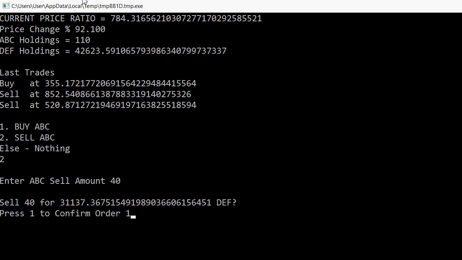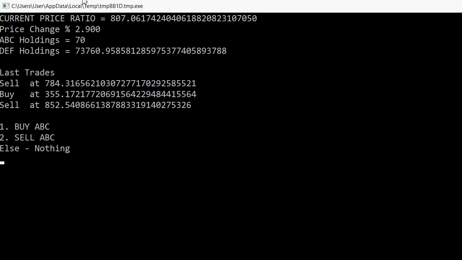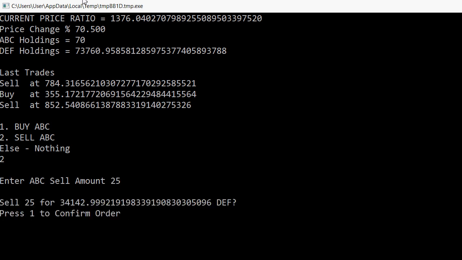and get 31,000 of the other one. So now the last trade is 784, 1376. So time for some more selling. Let's do 25 this time, accumulate 34,000.